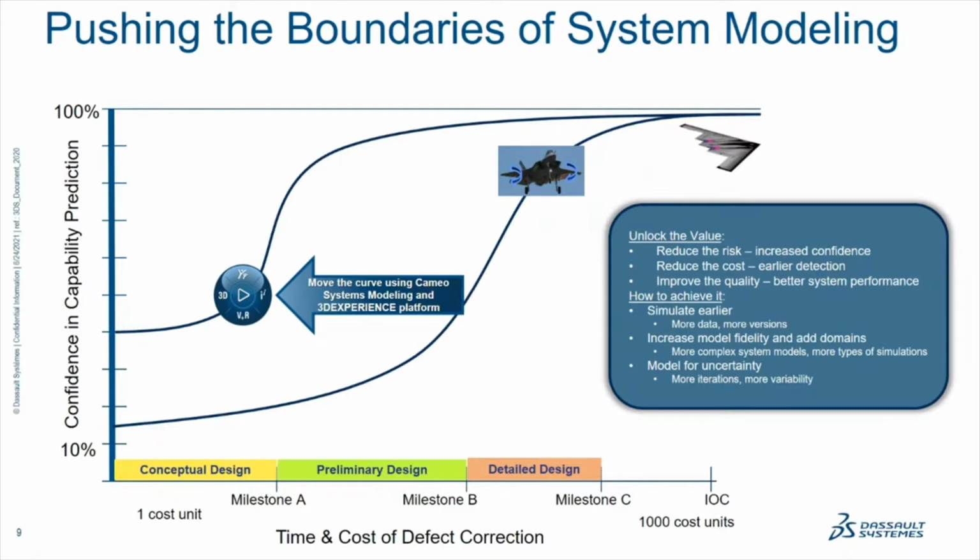The 3D Experience platform and Cameo Systems Modeling provide an integrated digital environment that enables this shift of the confidence curve by providing really a single environment for modeling and simulation. Of course, OEMs need to reduce risk and cost while constantly improving product capability and quality. So here we'll show you the details of how this is implemented at major OEMs and specifically at Lockheed Martin.